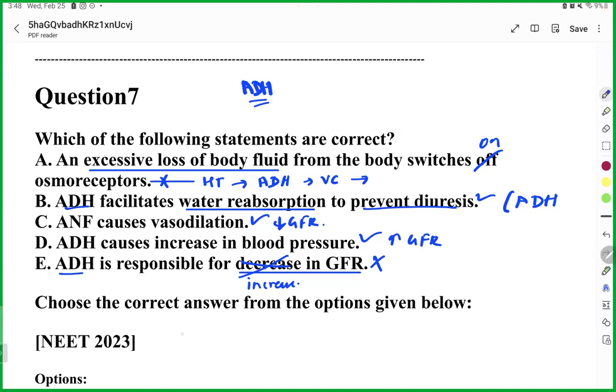So, ADH and RAS, renin, angiotensin, aldosterone system, these two are responsible for increase in GFR, and ANF is responsible for decrease in GFR. As simple as that. Done. So these are responsible for vasoconstriction. This is responsible for vasodilation. Got it?